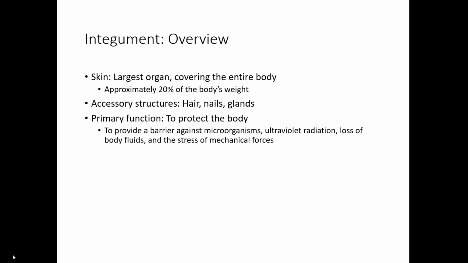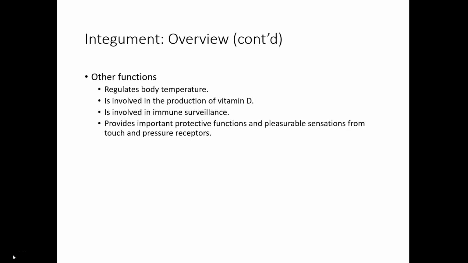And in order to know where we're going, we have to know where we've been, and we have to be able to know our roadmap. And so let's start with an overview of the skin. The skin's the largest organ, covers the entire body, and it accounts for approximately 20% of the body weight. We have accessory structures of the integumentary system, including hair, nails, and glands. And the primary function is to protect the body from microorganisms and infections, ultraviolet radiation, loss of body fluids, and the stress of mechanical forces.